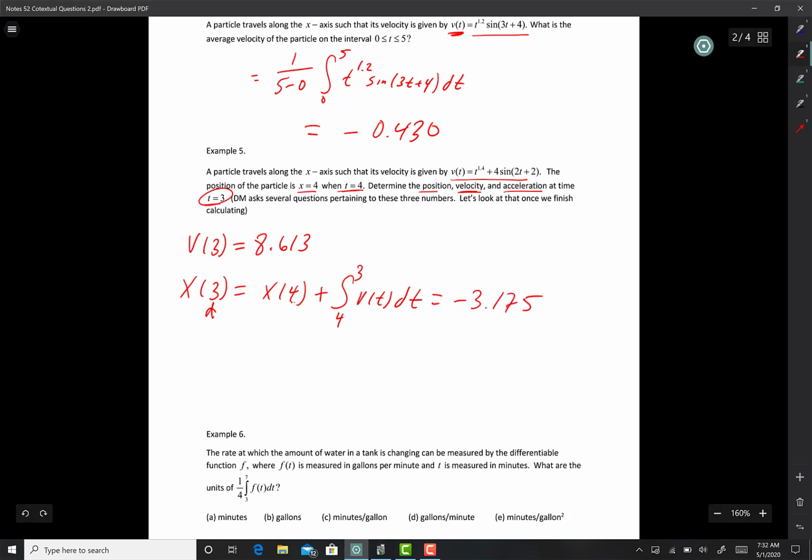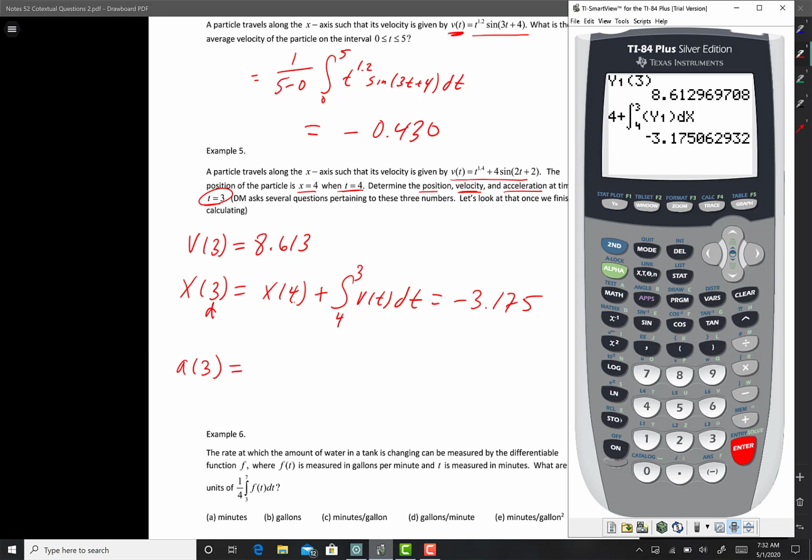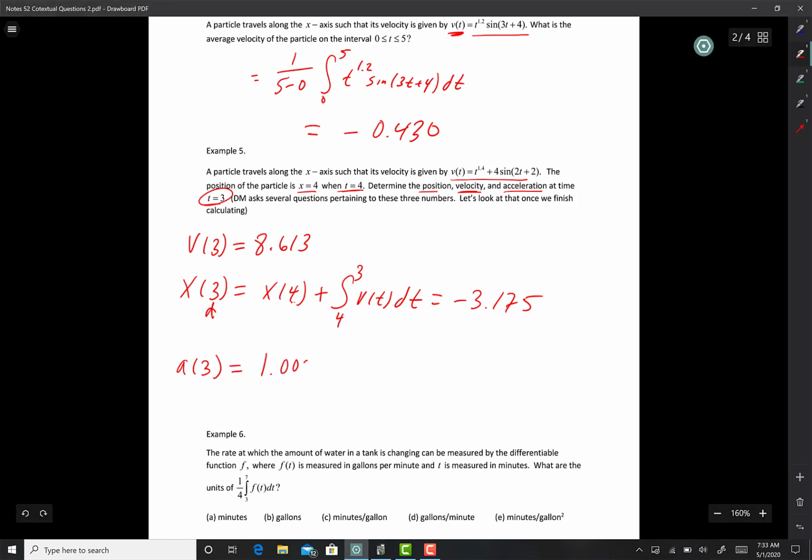Okay, now all we need is the acceleration. The acceleration, guys, we get it from taking the derivative of velocity. So I'm just going to take the derivative, guys. Math 8, if I remember, yep, x, and then I'm going to push alpha trace, or alpha calculate, y1, and at the outside I put 3. Alpha trace. 1.009. And then maybe I would probably show v prime of 3 equals a of 3, guys.